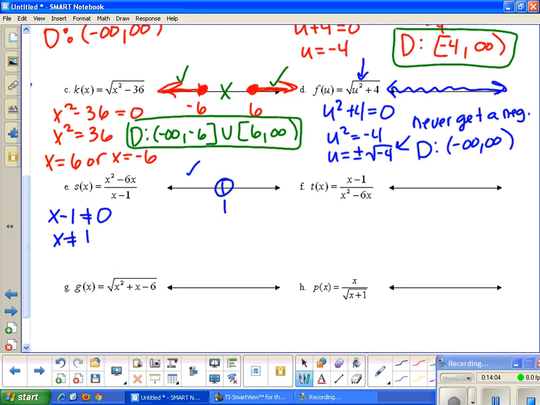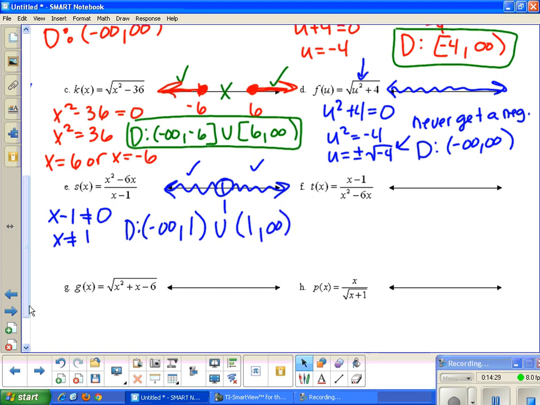So if I pick 2, and I plug 2 into this equation, in my denominator, 2 minus 1 would just be 1, and then I would have something in my numerator, so any number over here is also going to work. So if you look at this, everything on your line works except for 1. So in that case, how do I write this? Domain would be from negative infinity to 1, parenthesis, because we're not including 1, union 1 to infinity.